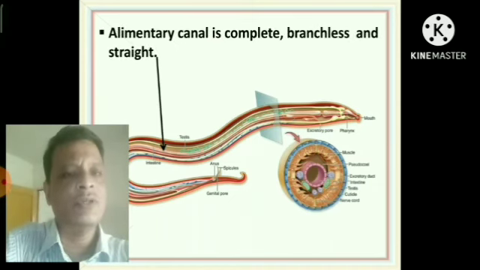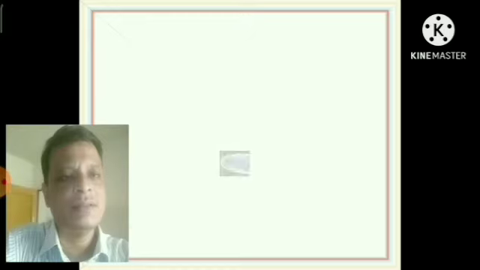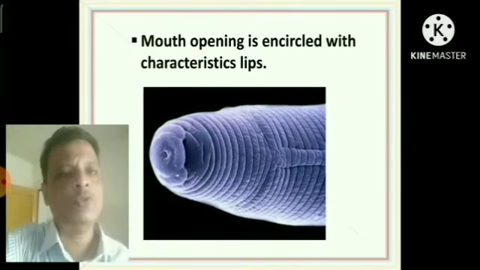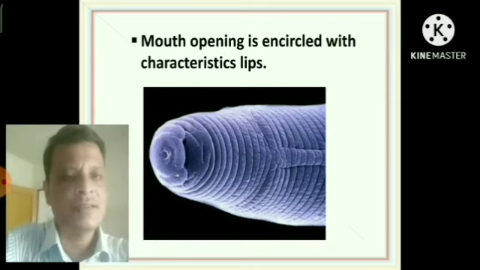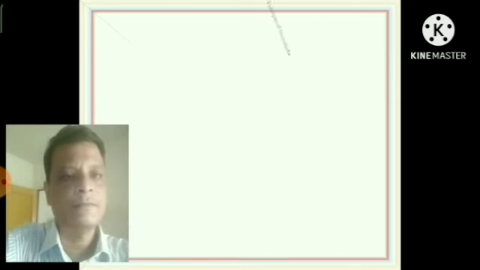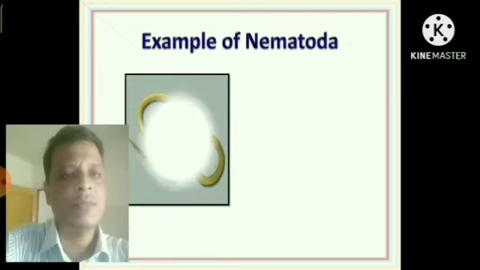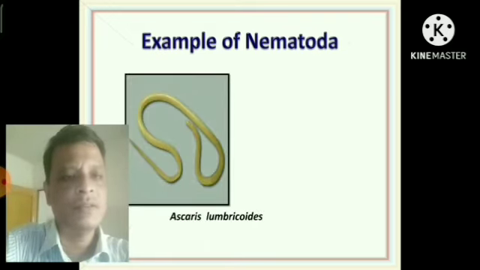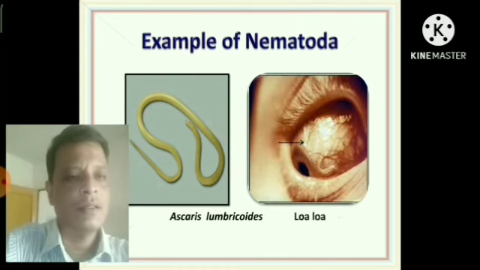Now, the alimentary canal is complete, unbranched and straight. If you see the figure here, you can easily understand that the alimentary canal starts from the mouth to the end, to the anus, and it is straight with no branches, and complete. The mouth opening is encircled with characteristic lips. Now the examples of the Nematoda: Ascaris lumbricoides and Loa loa.